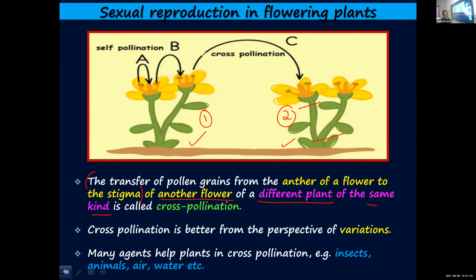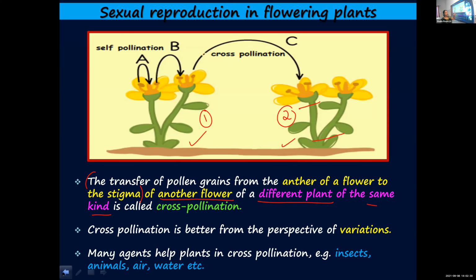And somebody had asked for the second point. The second point is that cross-pollination promotes better chances of variation. Variation means some changes in the characters. In both self and cross-pollination, male and female gametes are fusing. But in self-pollination, it is limited to just one plant, so variations will be less. Whereas in cross-pollination, two different plants are involved, so chances of variations will be more.